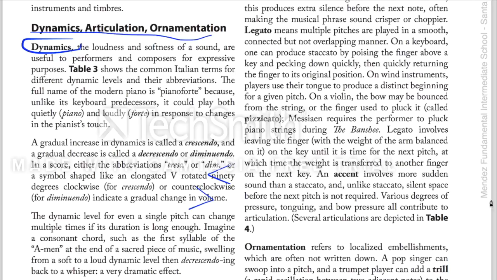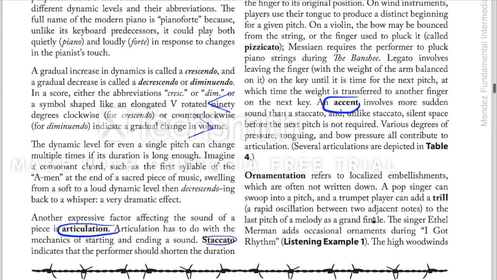An accent involves a more sudden sound than a staccato, and unlike staccato, silent space before the next pitch is not required. Various degrees of pressure, tonguing, and bow pressure all contribute to articulation. Ornamentation refers to localized embellishments. What can you do to make it have that extra oomph, right? A pop singer can swoop into a pitch, and a trumpet player can add a trill, a rapid oscillation between two adjacent notes, to the last pitch of a melody as a grand finale.